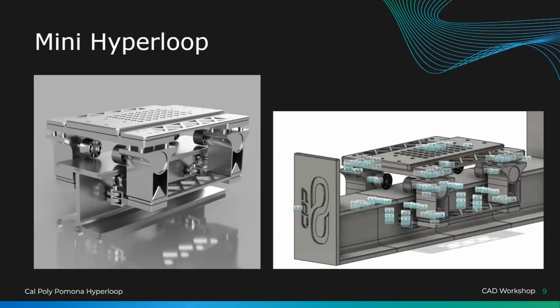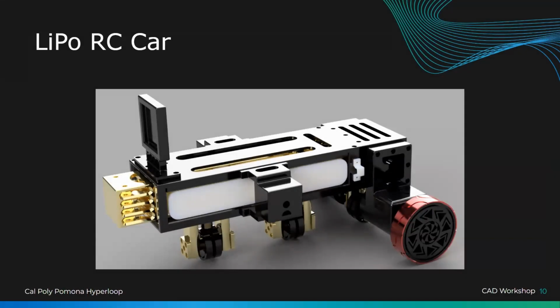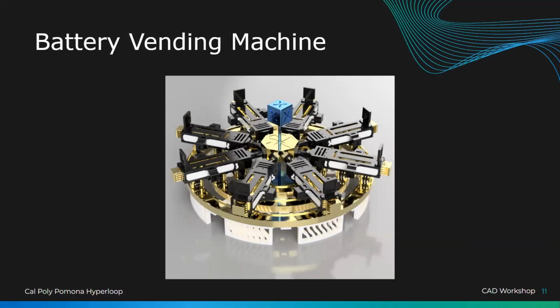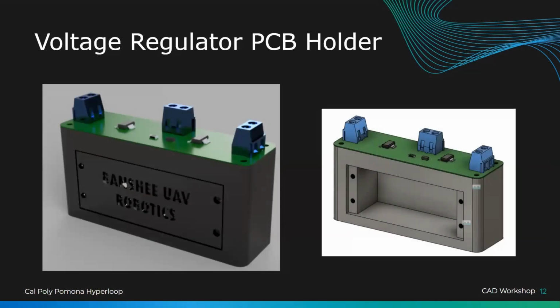Here are some examples. This was the Hyperloop Mini from a couple years ago. These are actually designs from our former president. I did not do these. This one is a LiPo RC car, and a battery vending machine, this is for Banshee. These are all done in Fusion. And then if you came to our workshop on circuit construction, you got one of these. This was the case for the little battery pack.